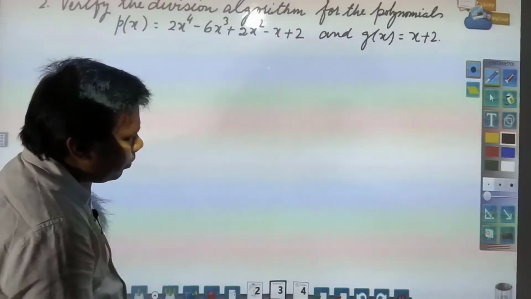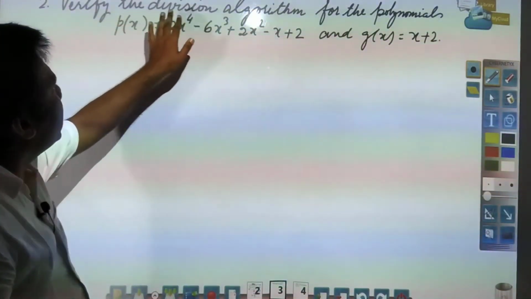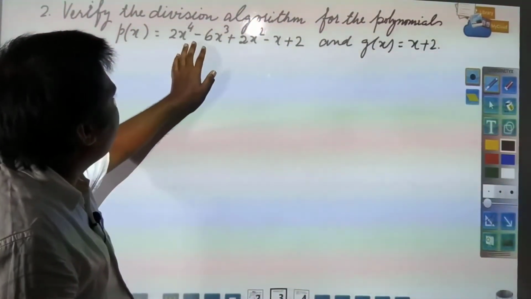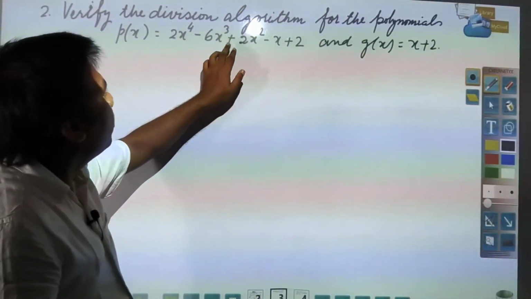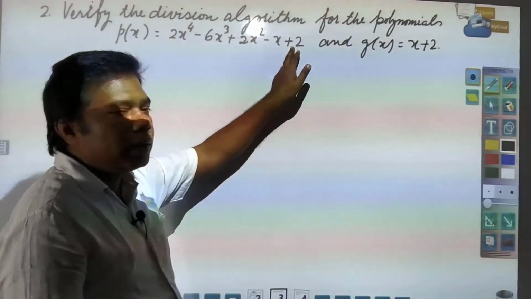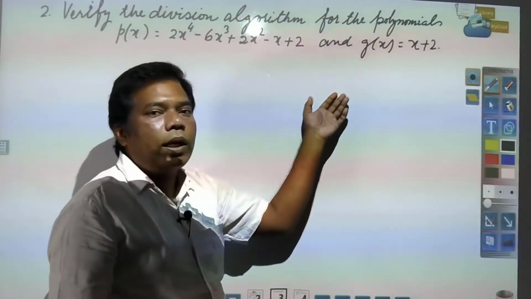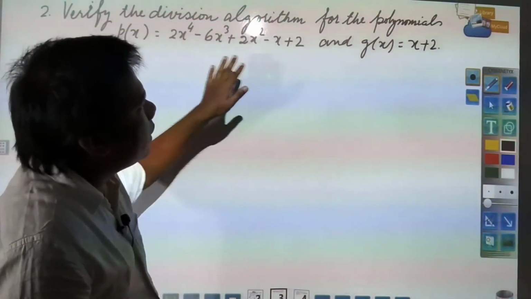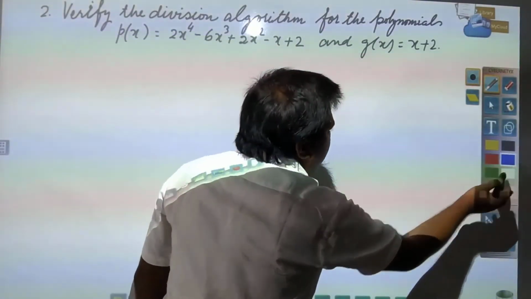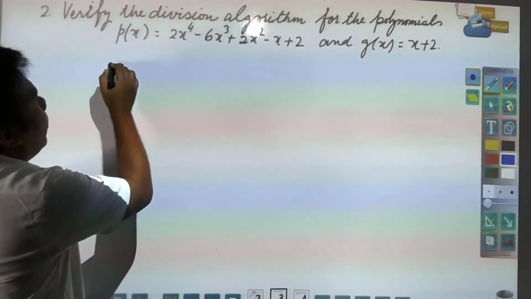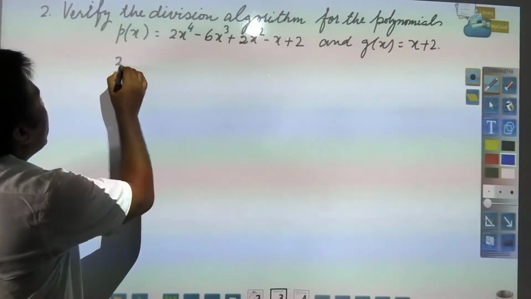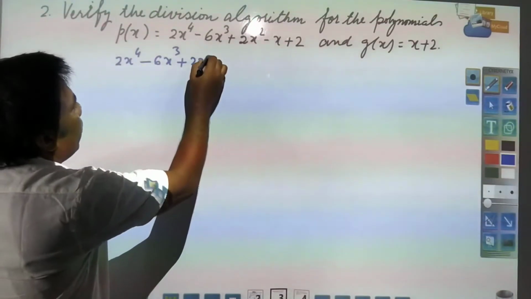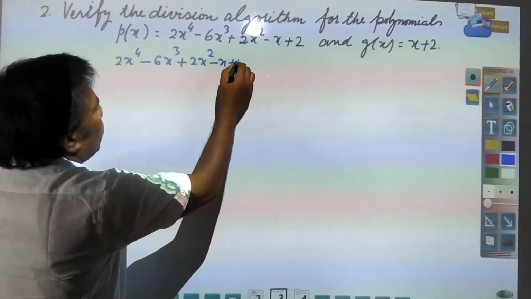So in this way this type of questions are required to be solved. Next question you see, verify the division algorithm for the polynomials p(x) is equal to 2x to the power 4 minus 6x cube plus 2x square minus x plus 2 and g(x) is equal to x plus 2. So first we need to divide this, then we will verify.